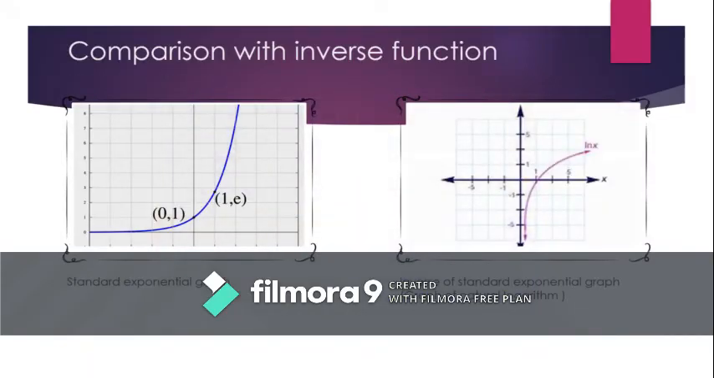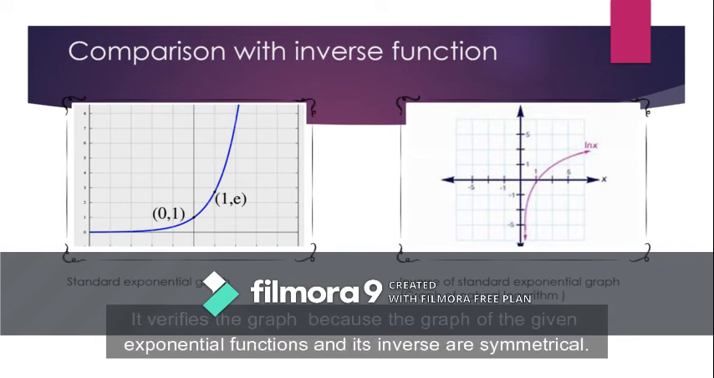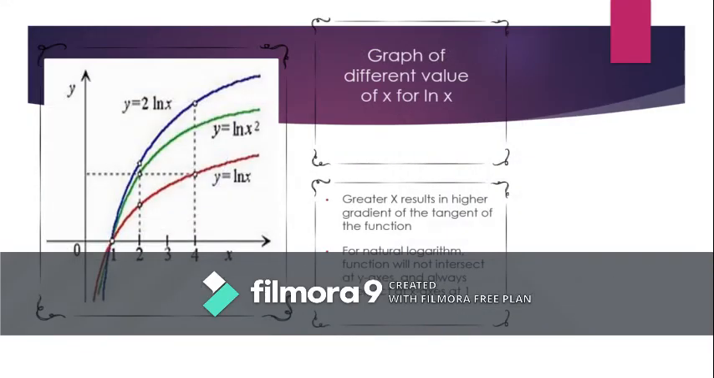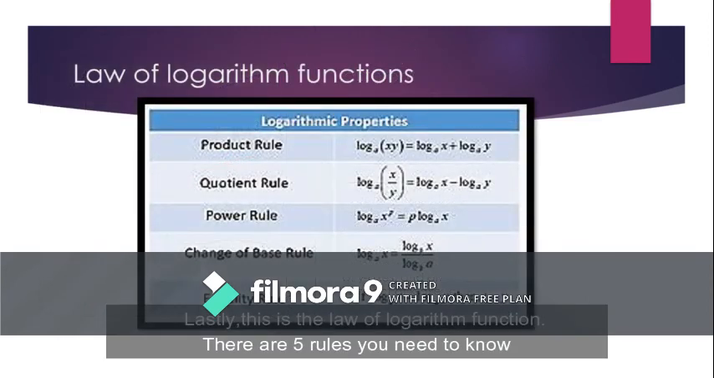Next, we will explain the comparison with inverse exponential function. It verifies the graph because the graph of the given exponential function and its inverse are symmetrical. This is the graph of different values of x and ln x. Lastly, this is the law of logarithm function. There are 5 rules you need to know, which are product, quotient, power, change of base and equality rule.